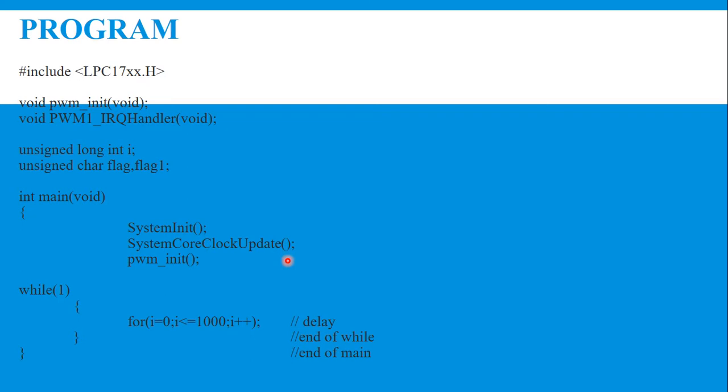Now I'll call the PWM. Once you initialize the PWM, it is very simple: I'll load with 0 and I'll compare with 1000.